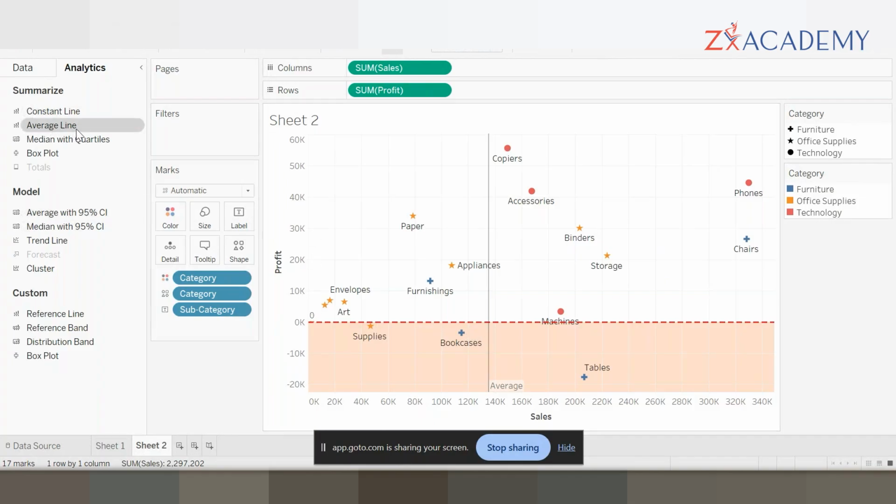And I'll take this average line even for the profit. Okay, so I'll take it for the profit here. So we can see we have some products with 55,000 profit. We have some products with, what do you say, minus 25,000, and average profit is say around 16,000.